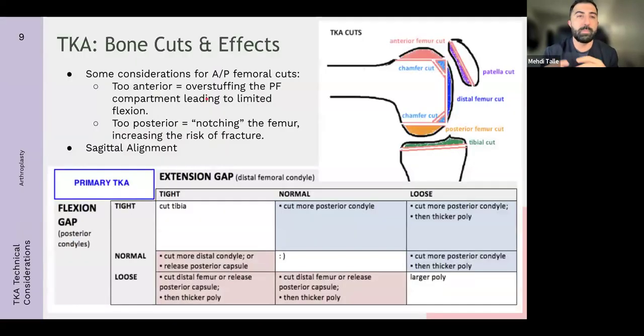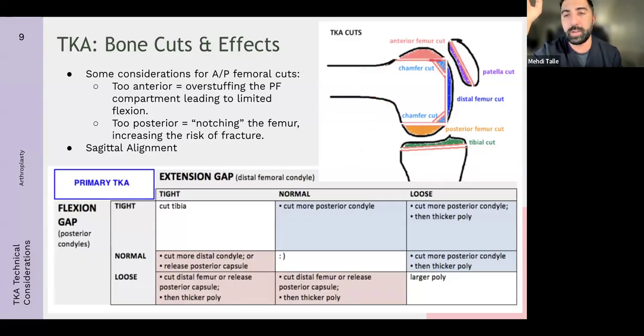Now, a bit about the total knee bone cuts here. So just some considerations. And again, some of this might get overwhelming, so please feel free to ask questions along the way if something doesn't make sense. I'm hoping to just bring light to a lot of these concepts rather than get into the weeds in them too much.